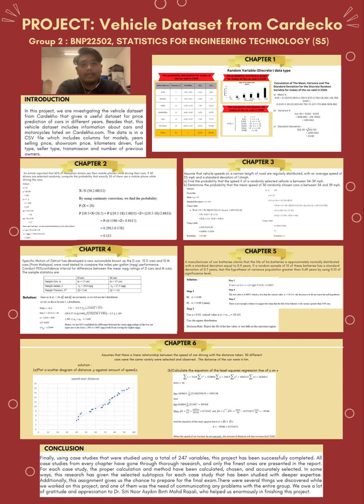Okay, for A, solution: given that the mean mu equals 35 and the standard deviation equals 1.6. Using the table, we got the probability for 34 and 39. There we use the Z table again, and we got the probability is 0.7262.